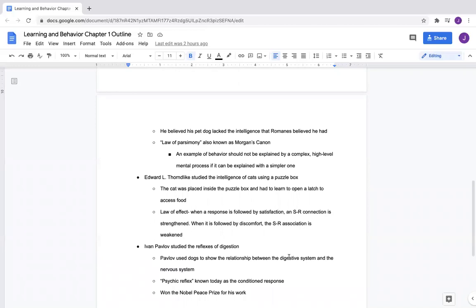And so he developed the law of parsimony, which is also known as Morgan's canon. An example of behavior should not be explained by a complex high-level mental process. It could be explained with a simpler one. And so this was his big contribution to learning behavior. And in the book, it did say that this would be a concept that will be further explained in a later chapter.